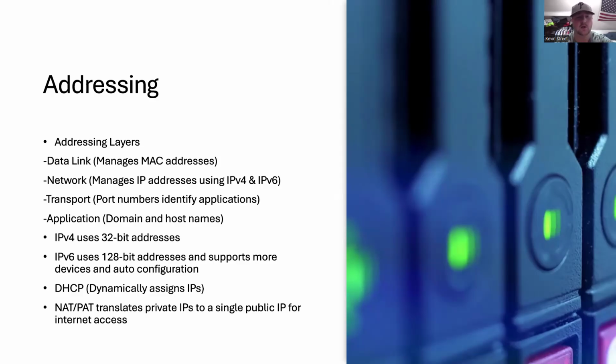Like I said earlier, IPv4 uses a 32-bit address, and IPv6 uses a 128-bit address and supports more devices and also auto configuration. DHCP dynamically assigns IPs, and NAT/PAT translates private IPs to a singular public IP for better internet access.